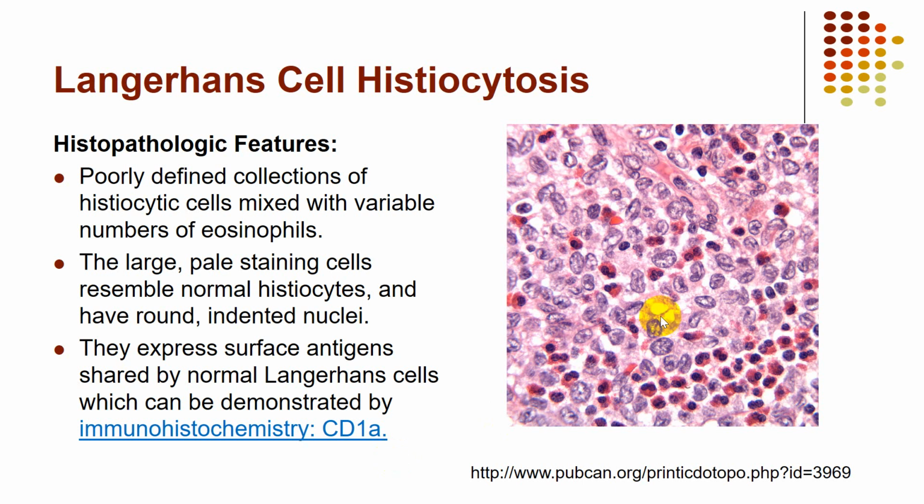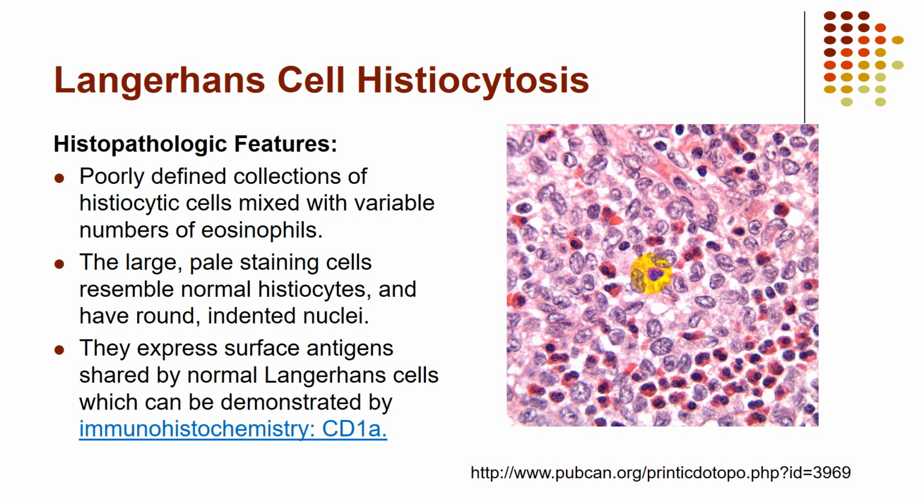Mixed with these cells, you will find these eosinophils. That's why this tumor or this lesion is also called eosinophilic granuloma, because it has plenty of eosinophils mixed with these Langerhans cells. Langerhans cells, in this lesion, resemble their normal counterparts, but they produce a lot of CD1A, which is the surface protein present on these cells. You can request immunohistochemistry or immunostain to detect the CD1A and then to confirm your diagnosis.